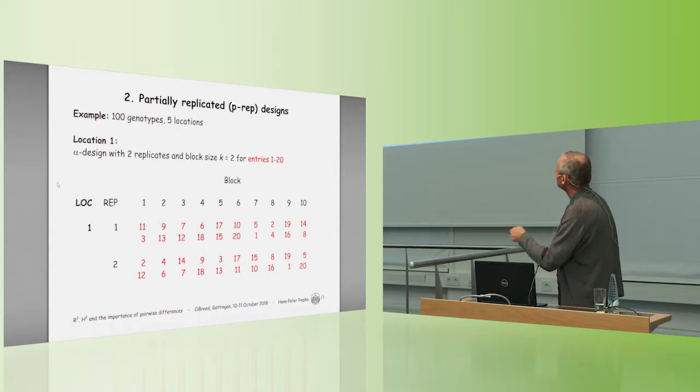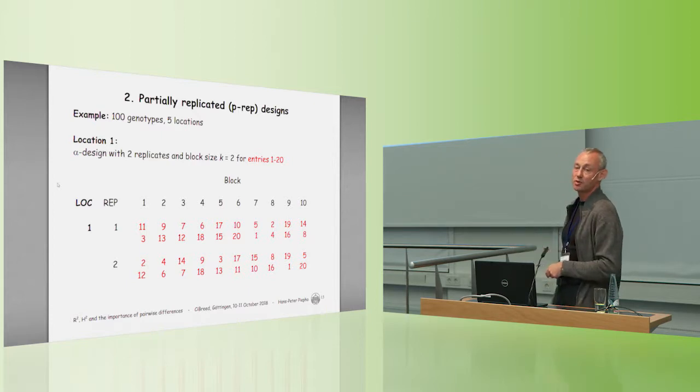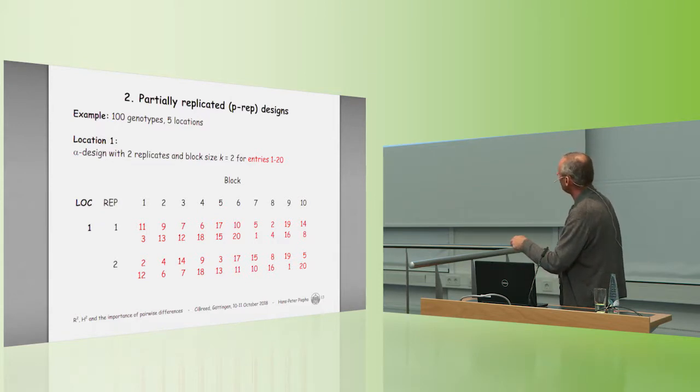So here's an example with 100 genotypes, 5 locations. Very briefly, you would be replicating 20 of the entries. So here's basically an alpha design for 20 entries, and a block size that's very small, block size 2. So this is replicate number 1, replicate number 2, and each column within a rep is a block. So this is a block for genotypes 11 and 3 that will be replicated and so forth.